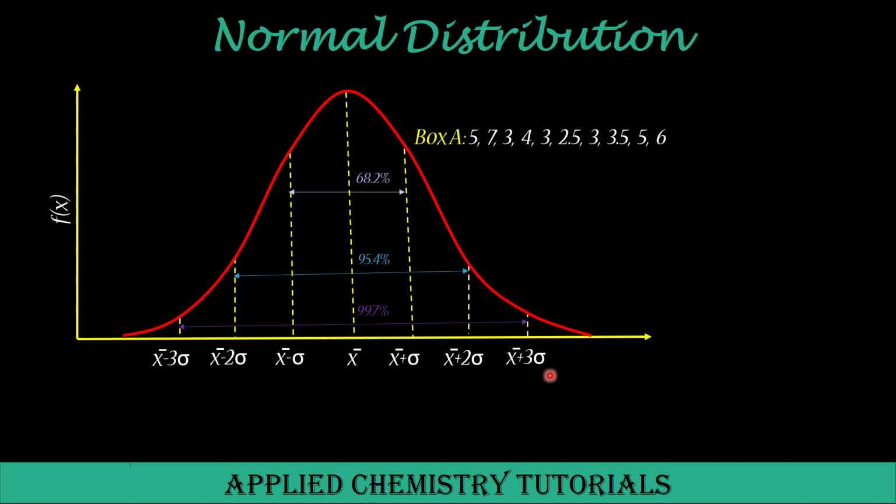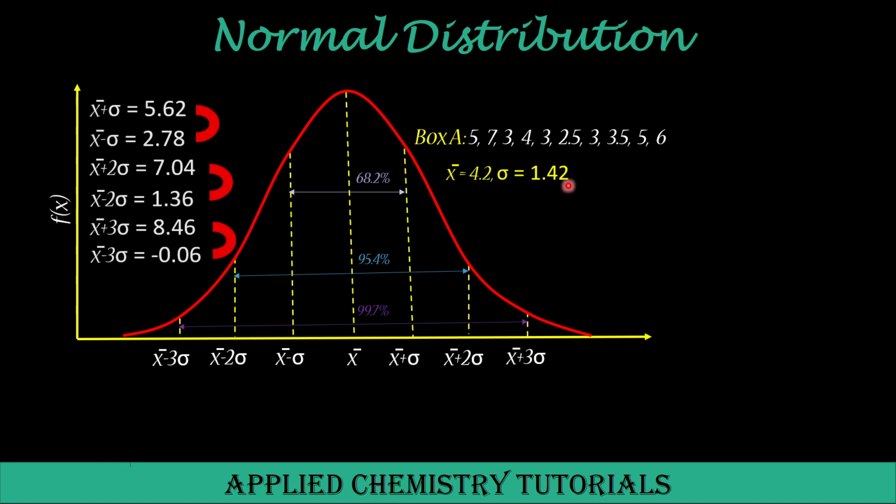For the given example, for box A, we have already calculated the mean to be 4.2 and the standard deviation is 1.42. So we can easily now calculate x bar plus sigma, x bar minus sigma, and all these numbers. So this range is given, and almost 68.2% of the data should fall in this range. Now let us take a look at our example. We can say that except these three values, all other 7 numbers fall in this range.